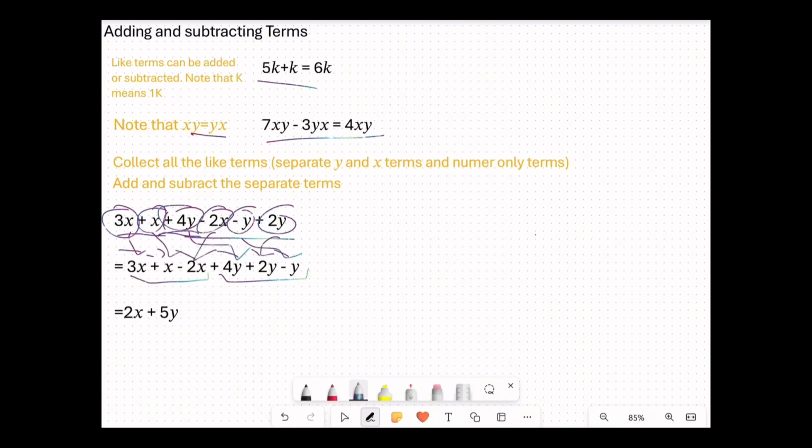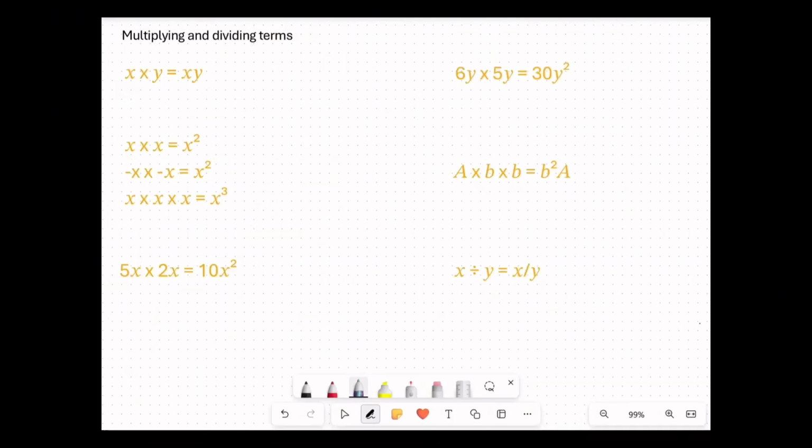And when you simplify these, 3x plus x is 4x, 4x minus 2x is 2x, and 4y plus 2y is 6y, minus y is 5y. And that's our answer. Now let's look at multiplying and dividing terms.